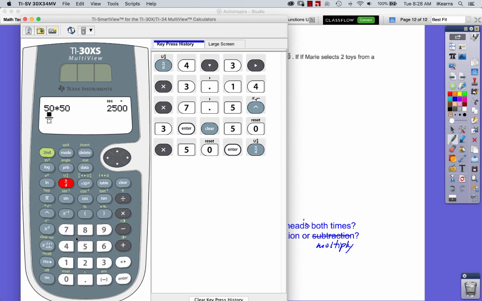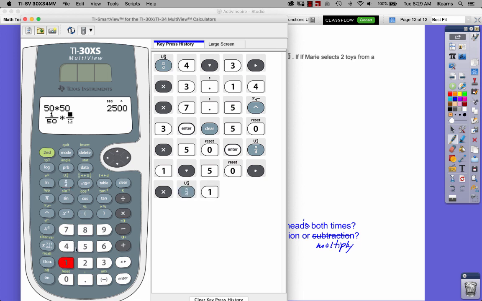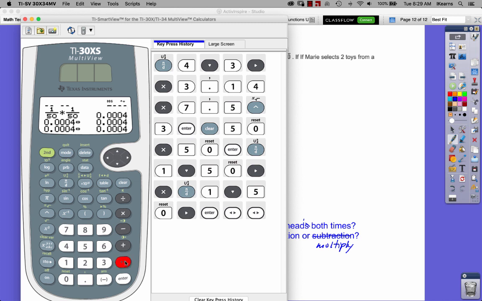Or you can even do n over d, 1 down 50, multiplied, n over d again, 1 down 50, and then hit enter, and you'll get 0.004. Well, if we want that into a fraction, you hit the double arrow button. They're not going to give us that as a fraction, huh? Let's see if we can force it. Let's do second and this button. No, they don't want to give us that as a fraction, unfortunately.